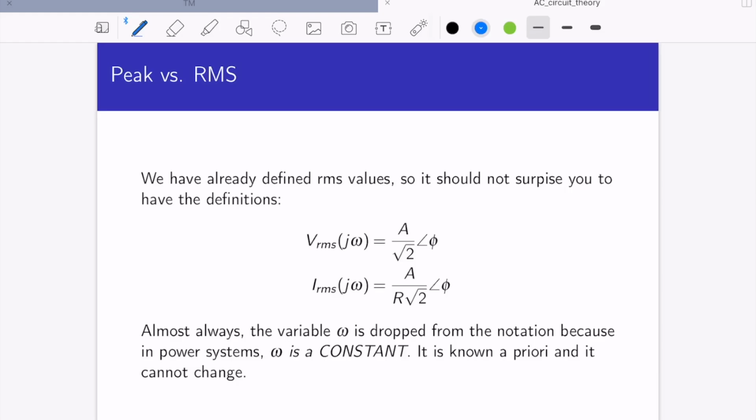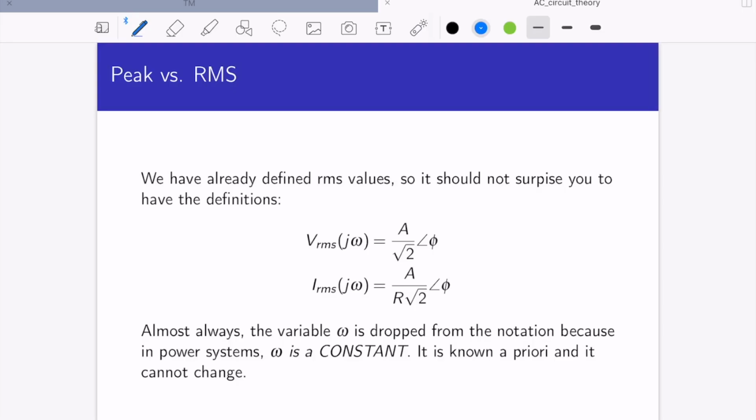So we can also talk about VRMS values. So VRMS of j omega will be A over the square root of 2 at an angle of phi. And IRMS of j omega will be A over R times the square root of 2 at an angle of phi. So all we do to get from the voltage, which is RMS, to the current in RMS is divide by the resistance R.